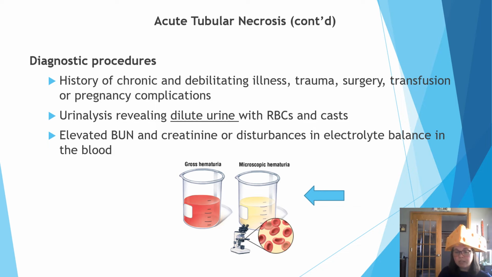Urinalysis reveals dilute urine, but with red blood cells and casts. An elevated BUN and creatinine or disturbances in electrolyte balances in the blood can be diagnostic in nature. The one on the left here in this image, though not to the naked eye, has microscopic hematuria. This potentially could be a dilute urine, but still has the presence of blood.